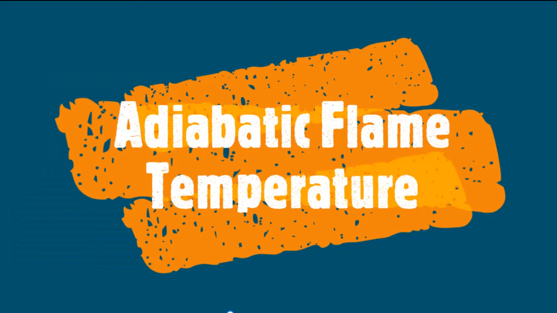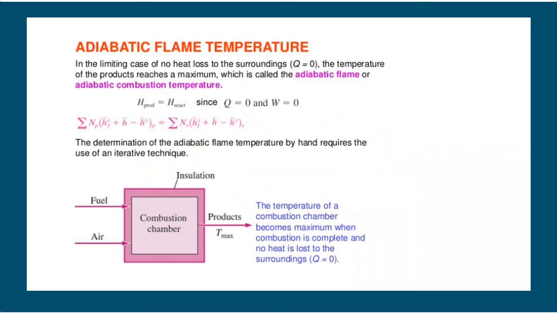Adiabatic flame temperature, we'll discuss it. We have already seen what is enthalpy of reaction: the difference between the enthalpy of the products at the specified state and the enthalpy of the reactants at the same state for a complete reaction. And we have seen what is enthalpy of combustion. It is the enthalpy of reaction for combustion processes. It represents the amount of heat released during a steady flow combustion process when 1 kilomole or 1 kg of a fuel is burnt completely at a specified temperature and pressure. It is called enthalpy of combustion.